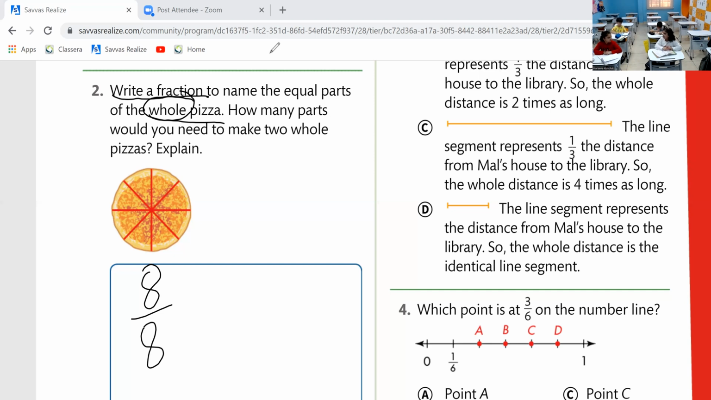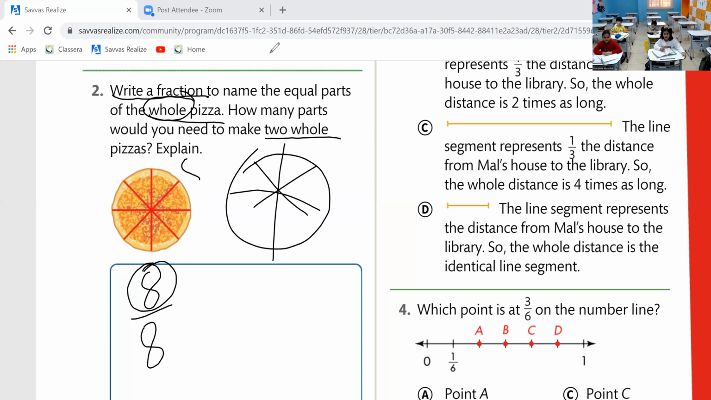Okay, one pizza, how many parts do you have? 8. The question is, how many parts would you need to make 2 whole pizzas? 16. If one pizza is 8, 2 pizzas is 8 and 8. Because if you have one more pizza, you have again 8. So 8 here and 8 there is going to be 16 parts. Just 16 parts. The question is not to write the fraction.